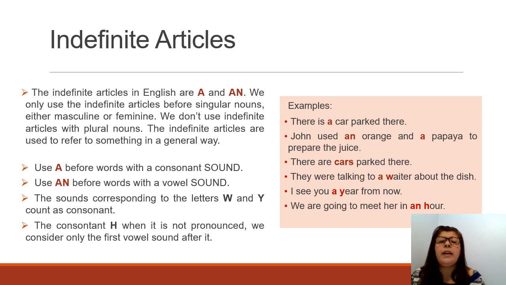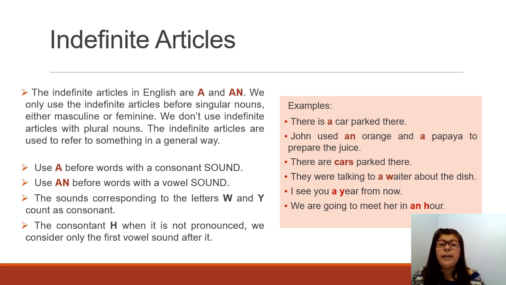Another example, there are cars parked here, parked there. So you use cars. We don't use the indefinite article, because you're referring in a general sense, and it is in a plural form. Okay, so plural form, general sense, we don't use the indefinite article.